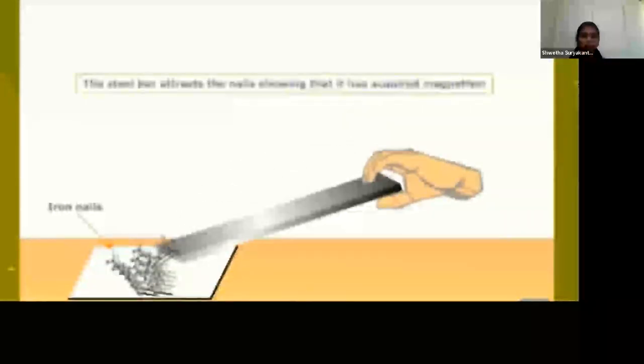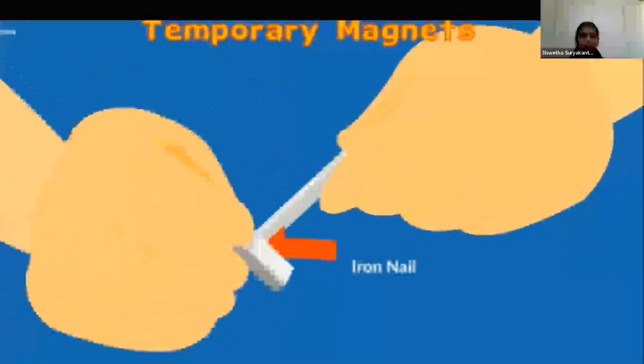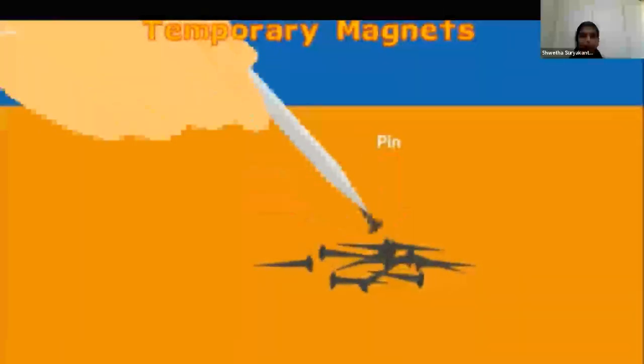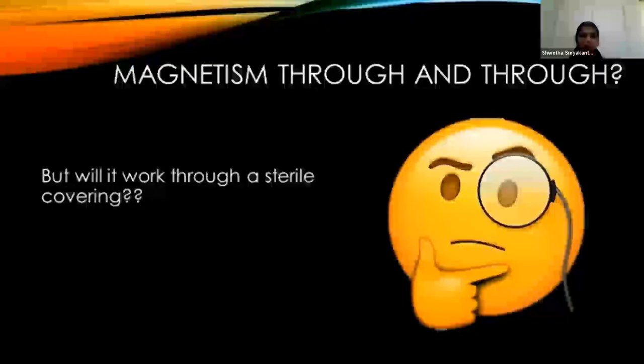Like you can see in this picture, the iron nails get attracted to the steel bar, which has acquired magnetism. Another demonstration of the same technique. We had another doubt. Will this magnetism work through a sterile covering? Again, the childhood game reminded us that it will.